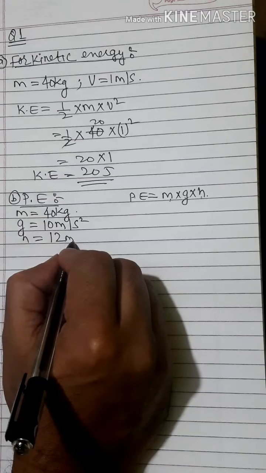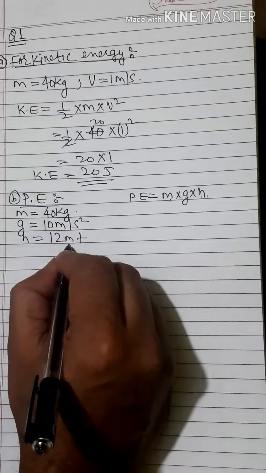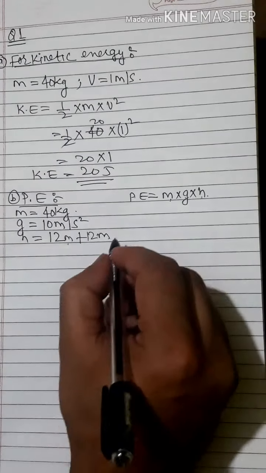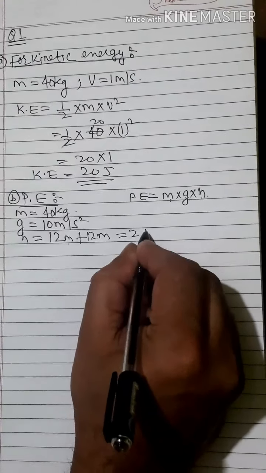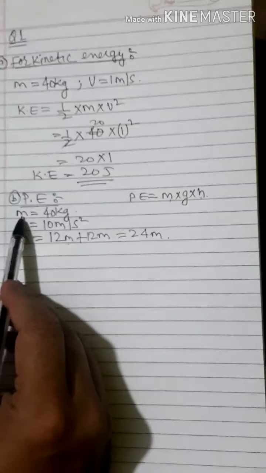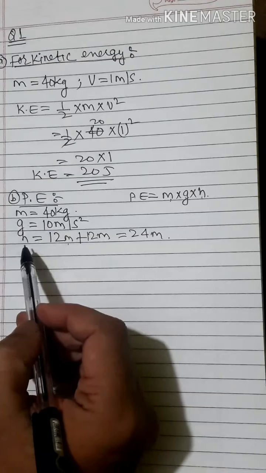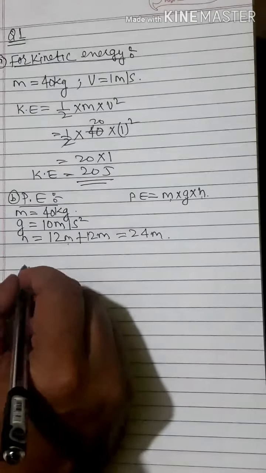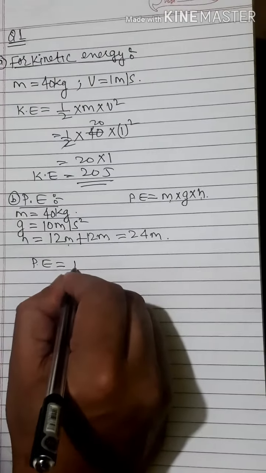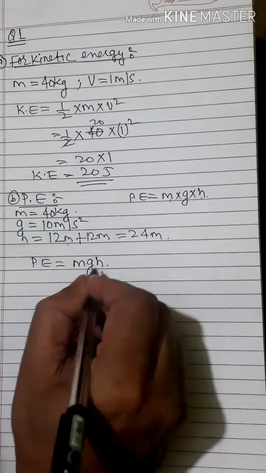And the boy is running in the second floor, so this 12 meter for the first floor, and then again 12 meter for the second floor. So what does his total height become from the ground? His total height becomes 24 meter. Once we have the mass, acceleration due to gravity, and the height, we can easily determine the potential energy. So the potential energy of the boy is given by m into g into h.